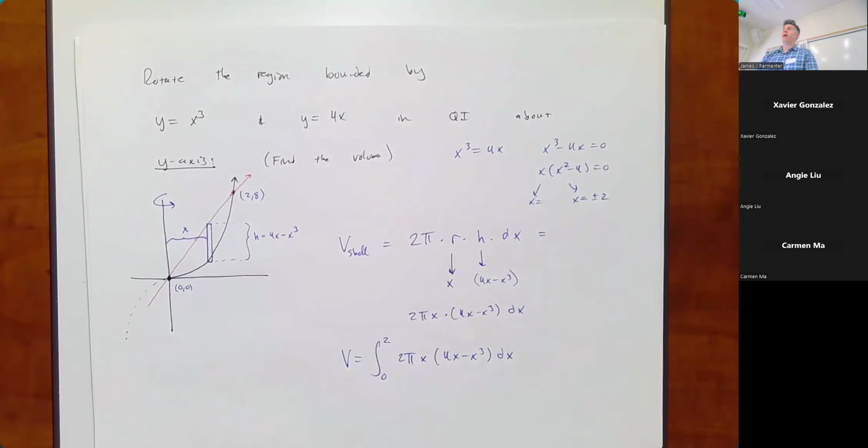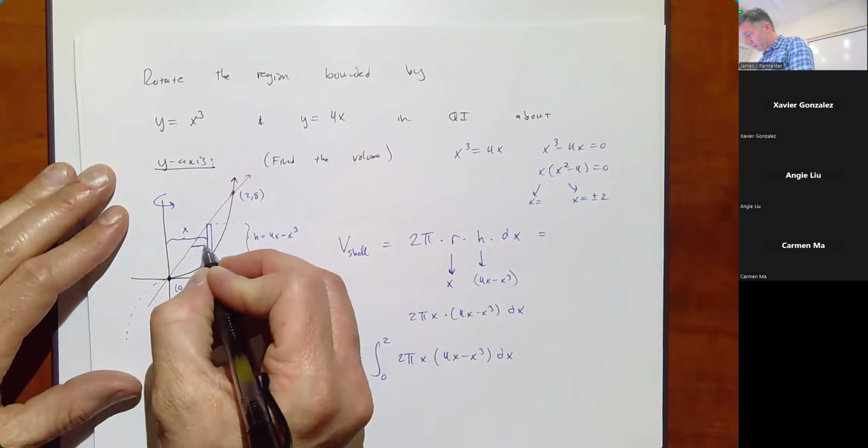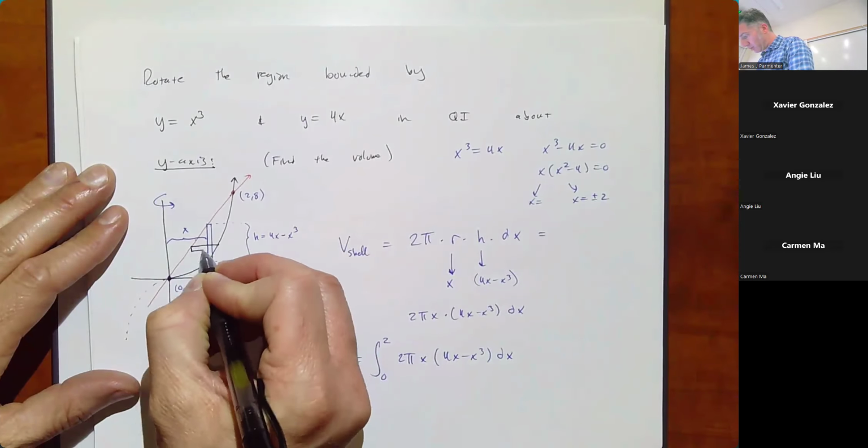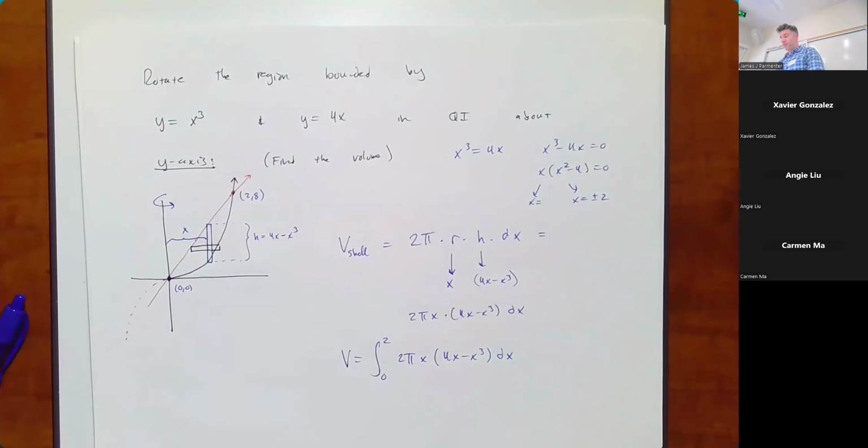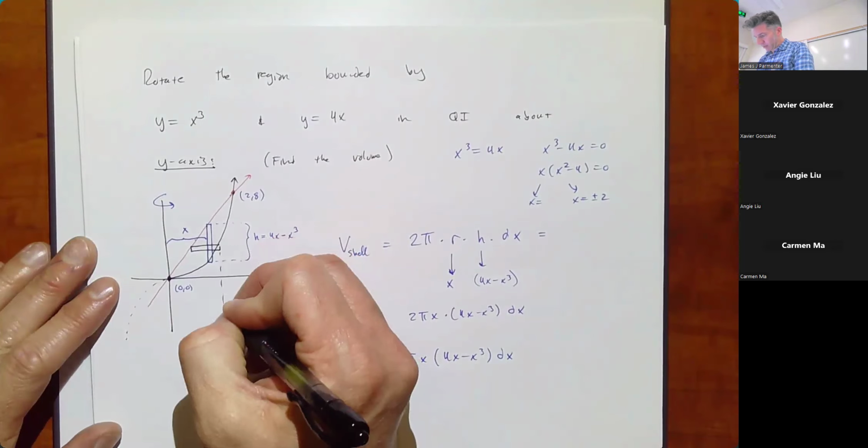Or maybe you hate the shell method and you never want to use it unless you absolutely have to. And some people really feel that way. Some people just feel much more comfortable with the disk slash washer method. That's fine. If that's how you feel, then you can use the washer method by using a horizontal strip. And then we do have to change things. So I do like drawing this picture for whatever reason.